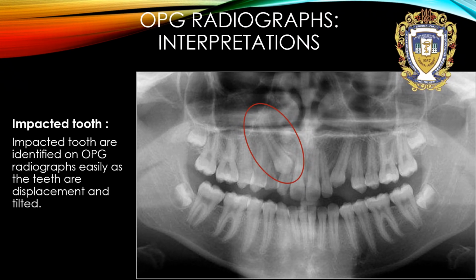Impacted tooth. Impacted teeth are identified on OPG radiograph easily, as the teeth are displaced and tilted. The symmetrical tooth is not impacted. This tooth is erupted. It has a wrong position, but it is erupted. But tooth number 1-3 is not erupted. It means that it is impacted.